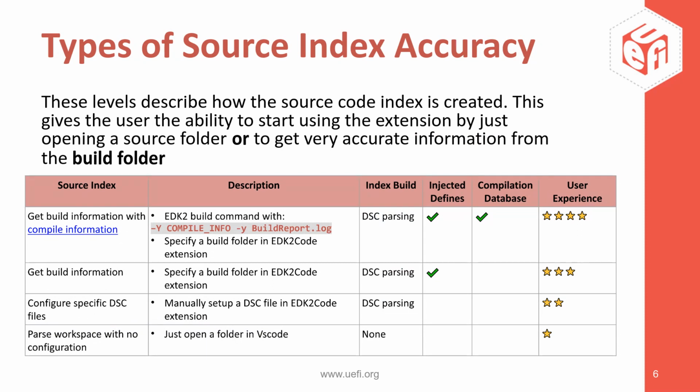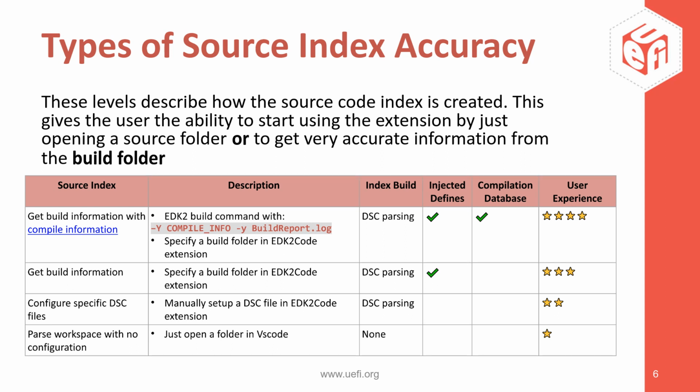One important thing about the extension is how it works. The extension can work at four different levels, depending on how your source code was compiled and how much time you want to invest in the indexing of the code. It's not like it will take you a lot of time to have it fully configured, but sometimes you just want to open a folder and start looking at the code. You can do that. That will be the first type of source index, the one at the bottom of the table.